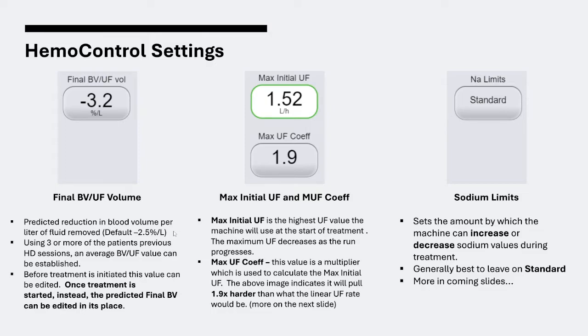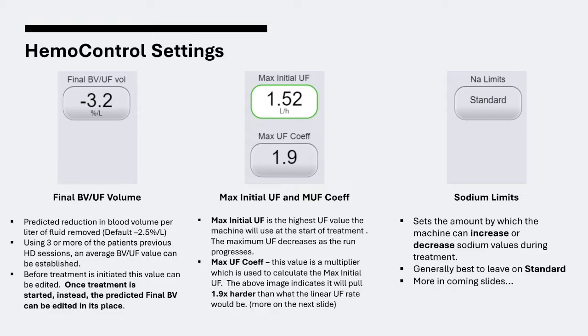So the default value of our BV-UF, so that's if the patient has never utilized HemoControl before and we don't know exactly where to start with them, 2.5 is our default. So that's an expectation of 2.5% blood volume reduction for every liter that we take.